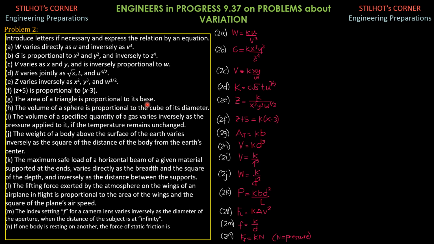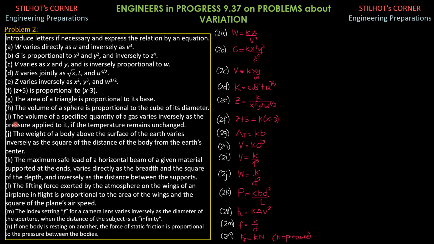The area of a triangle is proportional to its base. So area equals constant times b, where b is the base. Part G, this one. 2F, z plus 5 is proportional to x minus 3. So that is z plus 5 is equal to k, constant of proportionality, then times x minus 3. So this is 2G already. Then H, the volume of a sphere is proportional to the cube of its diameter. So volume equals constant times cube of the diameter.